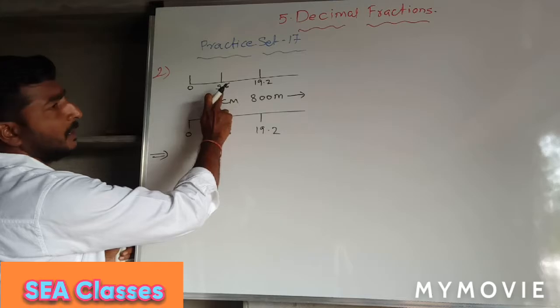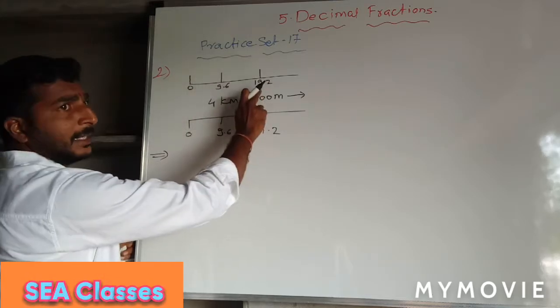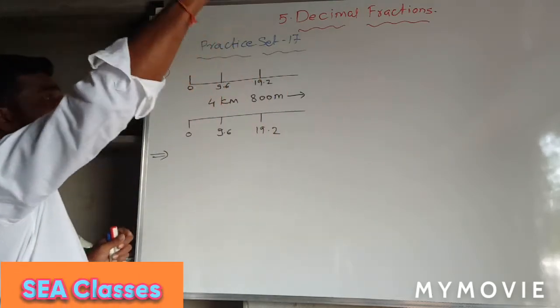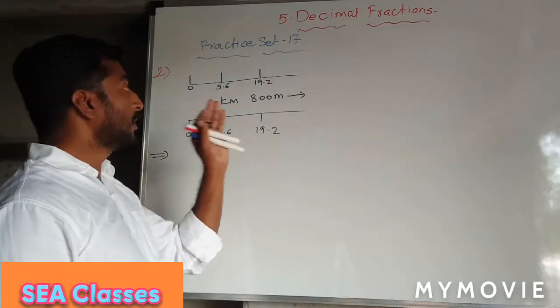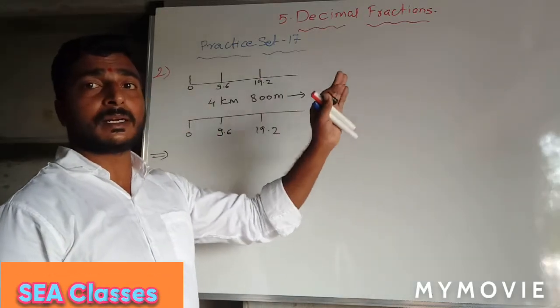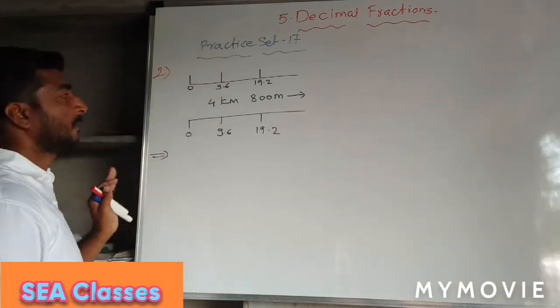Then at 9.6 there is a first tree. Then the second tree will be at 9.2. In a similar manner, up to the 4 km 800 meter distance of the road, how many trees will be planted on one side? That we will calculate first.